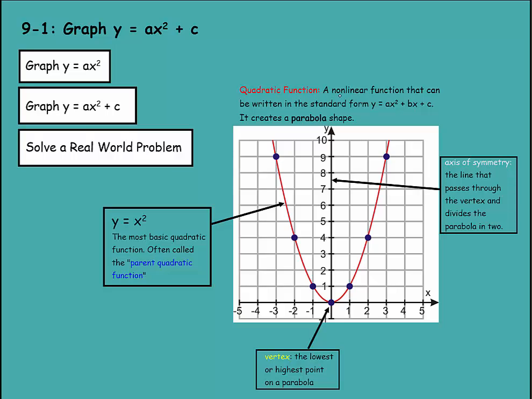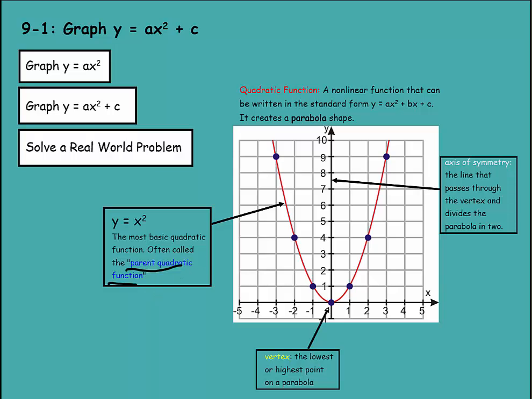A quadratic function is a nonlinear function that can be written in the standard form y equals ax squared plus bx plus c. These kinds of functions create a parabola shape, which you can see is a curved line which bends evenly. The most basic of all quadratic functions is the one that's shown here, y equals x squared. It's often called the parent quadratic function, because you can use it to compare it with other functions.